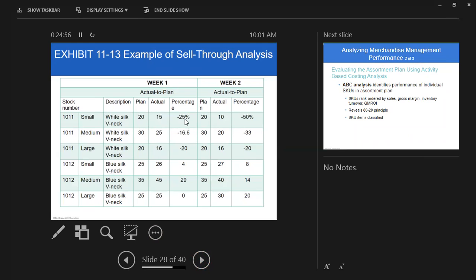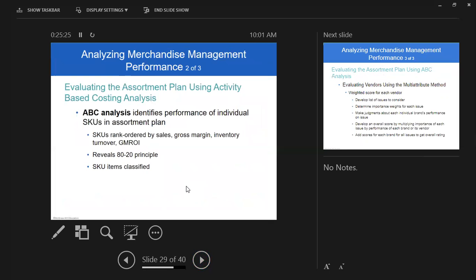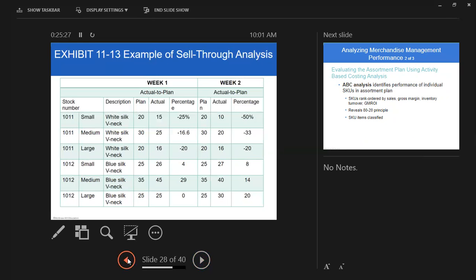So from here you can look at each product, how it gives benefits, or you want to make some very important decision to replenish or to top up or to reduce some quantity of the product. So as you can see here, the good ones, okay, we have like blue silk v-necks. So you have 35 plan, but actual in sales is 45. So increase about 29%. Okay.